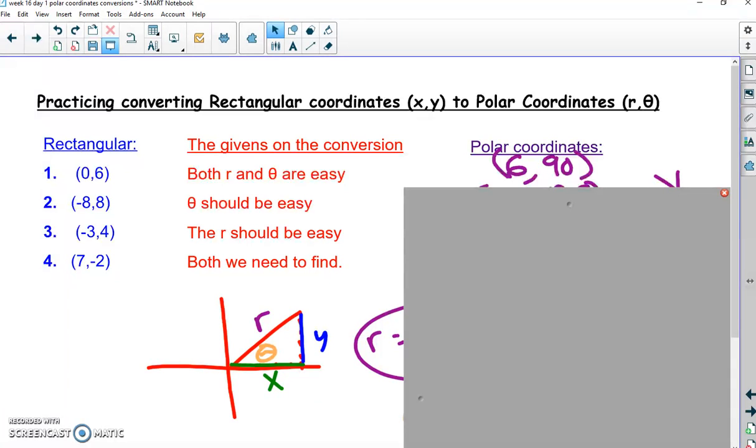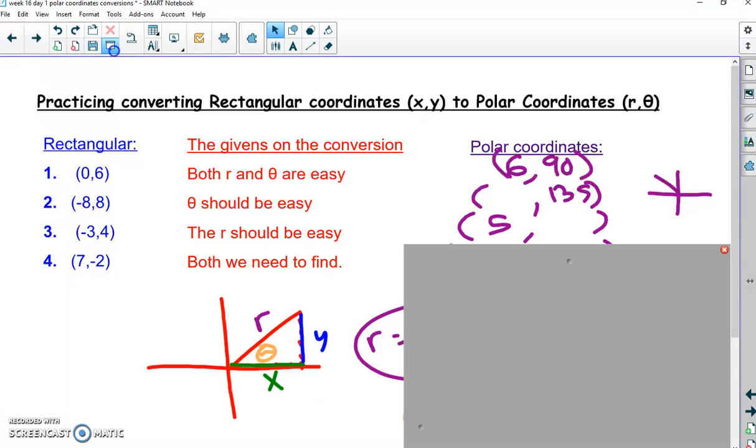-8. What do you got there that's super easy? Theta is 135, because you're in the top left quadrant. If I see a 3, 4, -3, 4, or 3, -4, any of the 3, 4s, I think you would know the R pretty quick for the famous Pythag. So you have 5 comma something.